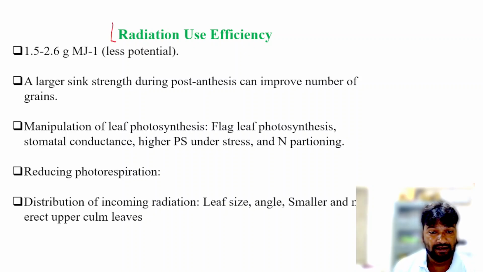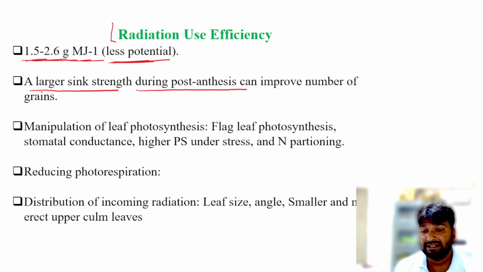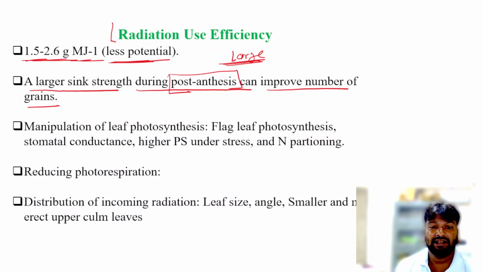Okay. Now come to the radiation use efficiency. So friends, we already discussed that the radiation use efficiency in the wheat crop is low. So a larger sink strength during post anthesis can improve the number of grains. If we have more grains during the post anthesis phase, it improves the radiation use efficiency.